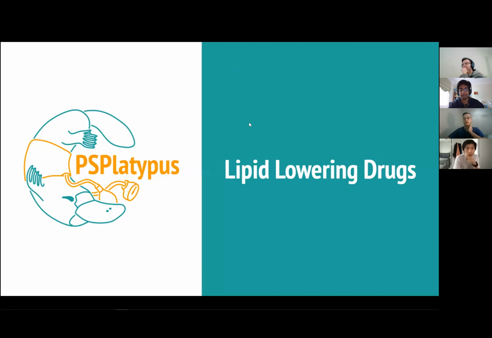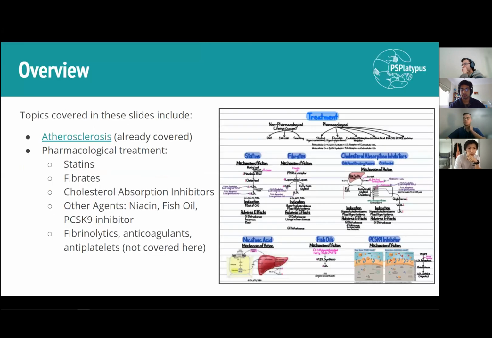So we're going to have a look today at lipid lowering drugs. This is another bit of pharmacology content, so we're going to try and keep it high yield and focus on the important stuff. But just for your own knowledge, I've added everything that your faculty covers. We'll go over everything, but I'll focus and emphasize the important bits more.